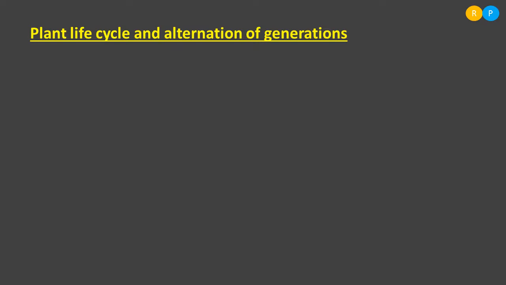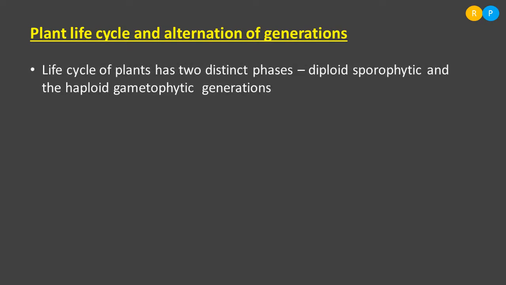In the life cycle, a plant comes across two distinct phases. You take any plant, they show two distinct phases. One phase is the diploid sporophytic phase and the other phase is the haploid gametophytic phase. These two phases are commonly seen in all plants. Clear? So in the life cycle of a plant we can see two distinct phases.